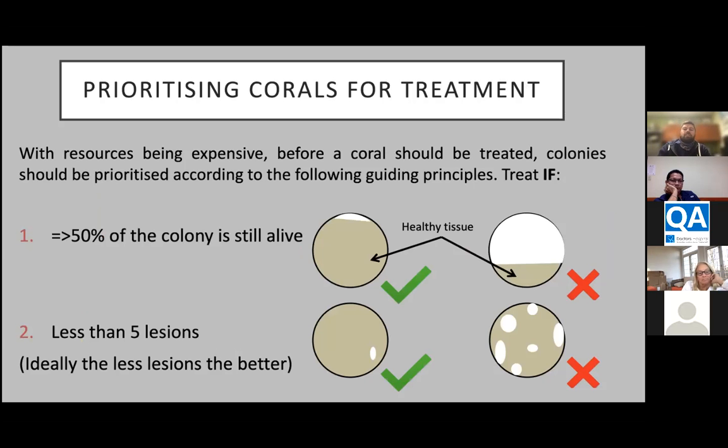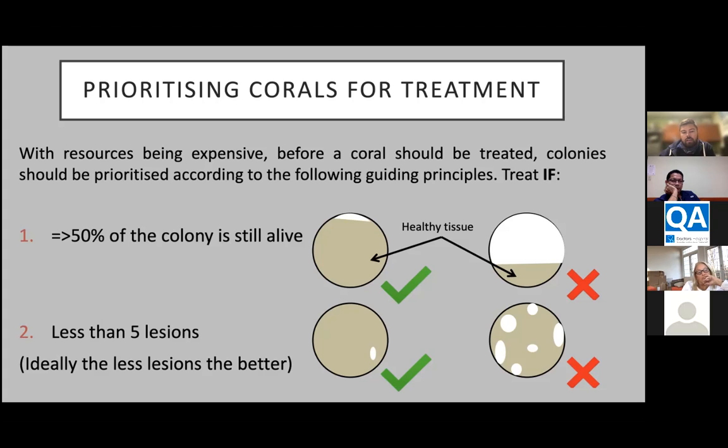Something that we do have to take into consideration is when we get down there, what corals are we going for? Is it just any coral that looks like it's got a disease that we treat? And the answer to this question is multifaceted. On one hand, you can go down there and it might just be a small area that's infected. And for that instance, I'd probably say, try and treat every coral that you see.